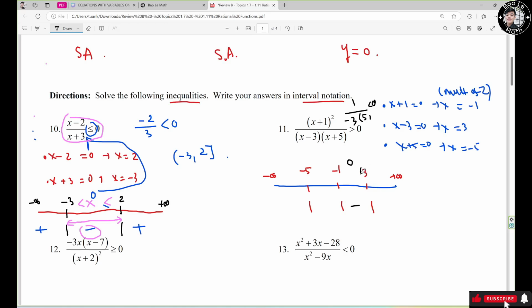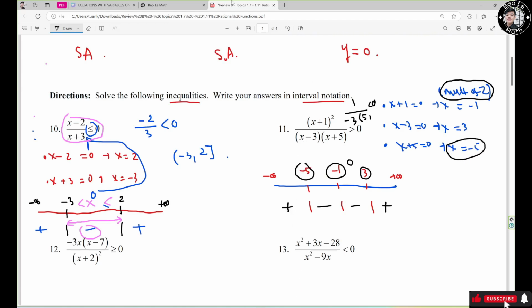Now I need to check the next side. So I look for the zero right here. This is 3, and 3 has a multiplicity of 1, so the sign keeps changing. So this one is positive. Now the zero negative 1 has a multiplicity of 2. If a zero has an even multiplicity, the sign stays. So this is negative, and this is still negative, it doesn't change, so keep that in mind. Next, the zero negative 5 has a multiplicity of 1, so the sign keeps changing.